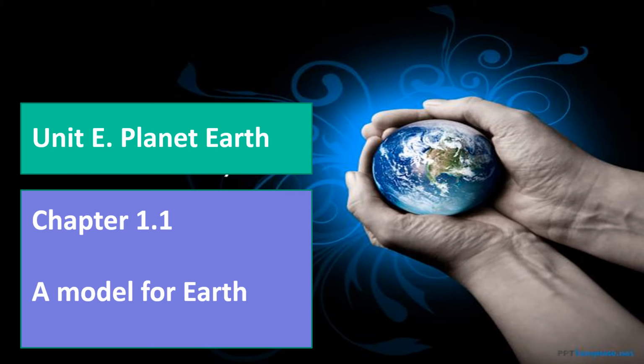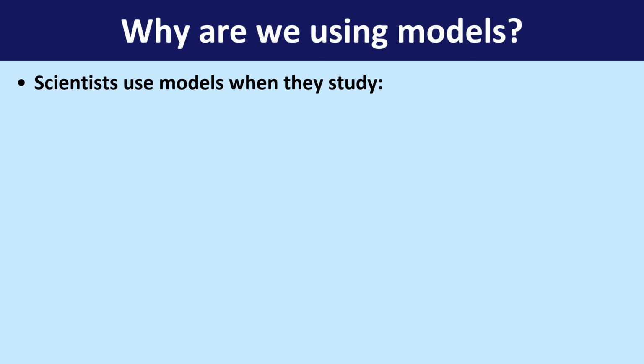Let's now go to chapter 1.1, our main part of the lesson, which is a model for Earth. First of all, let's talk about why scientists use models. Why don't we just study things the way that they are? Like, why do we need to make a globe, if you will? So there are several reasons. I want you to put the first reason.